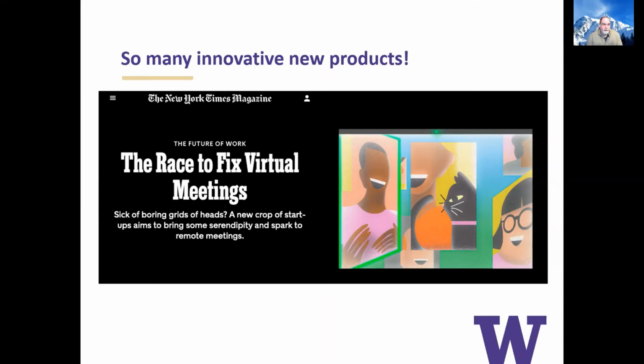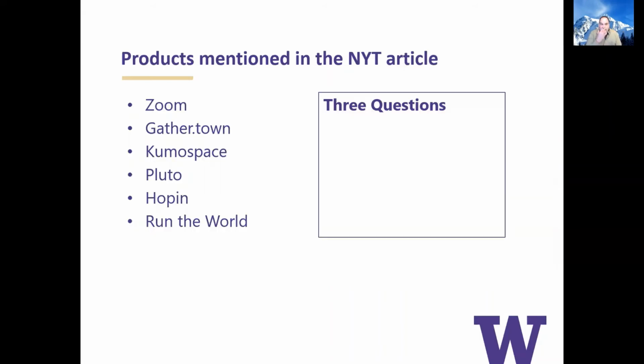And I will say that a lot of the times the products really are not very good when it comes to being accessible. So in that article, there's a number of different products that are mentioned. Certainly Zoom, there's one called Gather.town, Kumo Space, Pluto, Hopin, and Run the World.